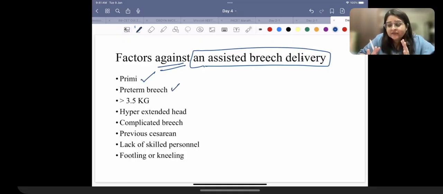Preterm breech. So preterm में क्या होता है? The head is bigger than the body. The body slips through, but the head gets stuck. Again, don't do a vaginal delivery. Big baby, stargazing fetus, complicated breech.